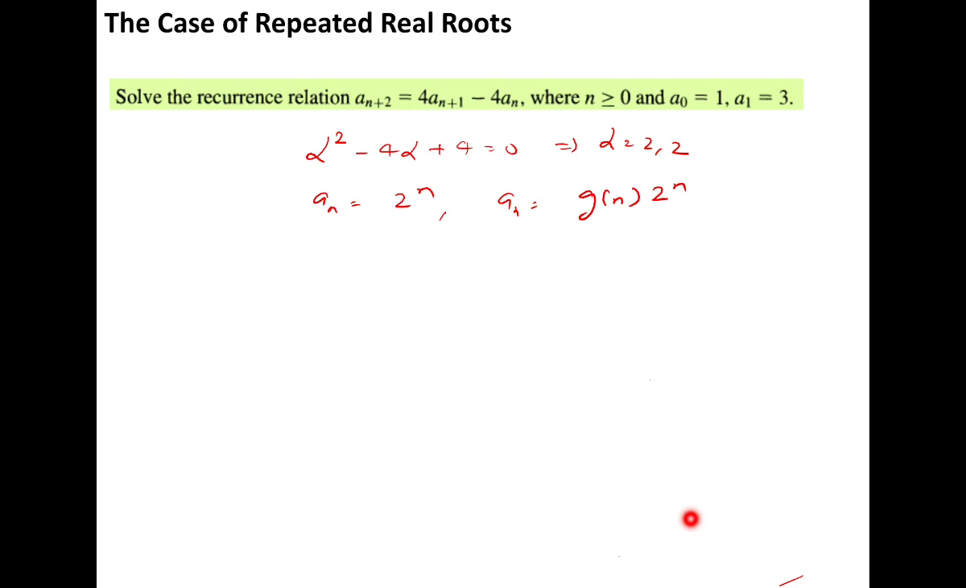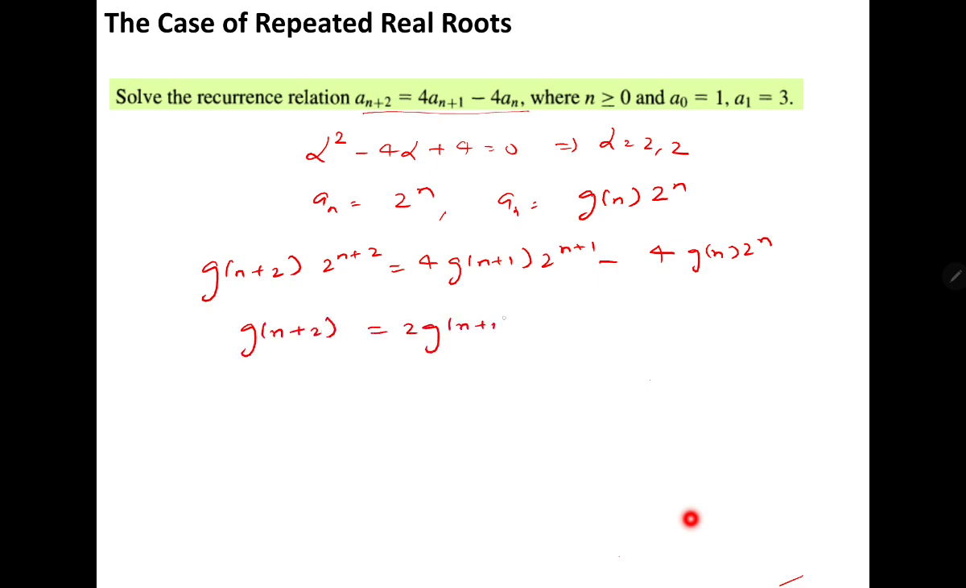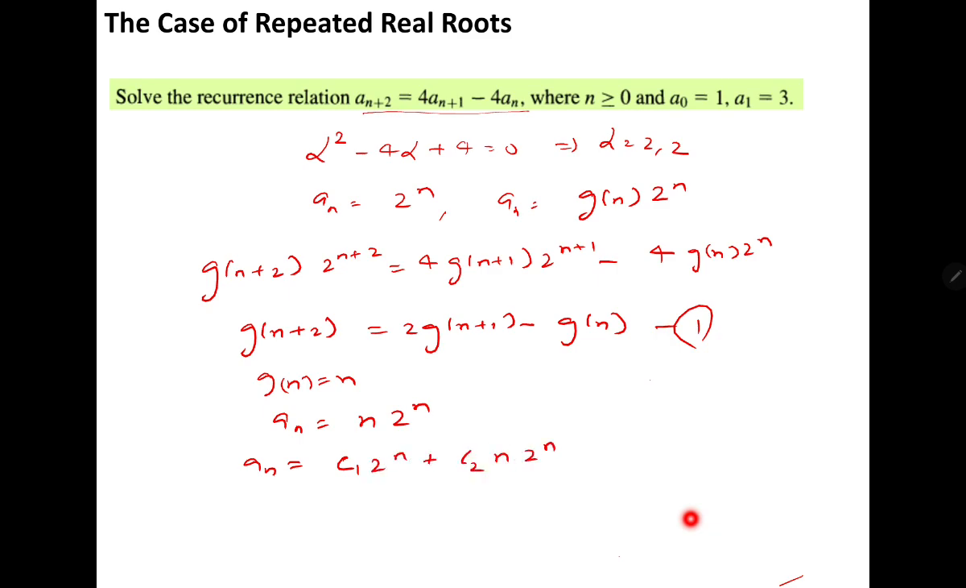Now I need to find g(n). I should put it into the given recurrence relation. By putting it, I will get g(n+2) 2 raised to the power n+2 equal to 4 g(n+1) 2 raised to the power n+1 minus 4 g(n) 2 raised to the power n. If I cancel out 2 raised to the power n and 4 common, it turns out to be g(n+2) is 2 g(n+1) minus g(n). It is very easy to see that g(n) equal to n satisfies equation 1, which means my required solution a_n is n 2 raised to the power n, and therefore the general solution is c1 2 raised to the power n plus c2 n 2 raised to the power n.